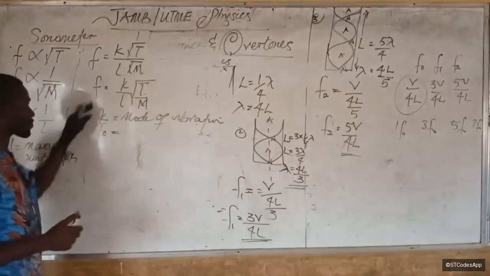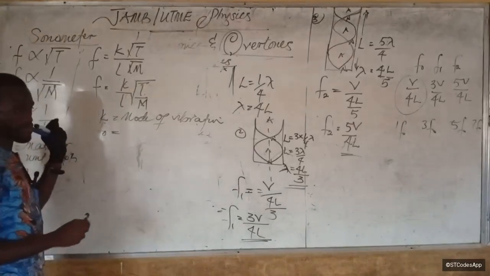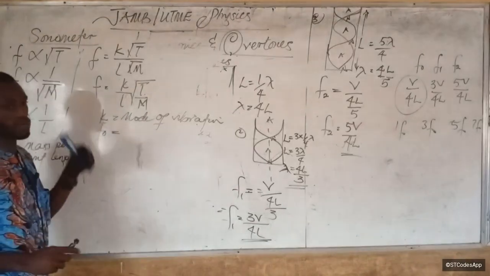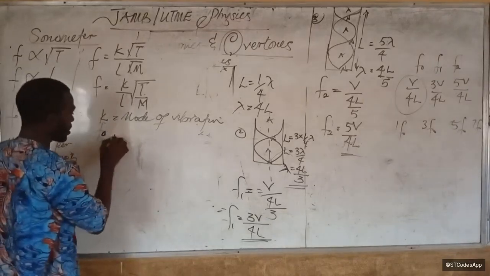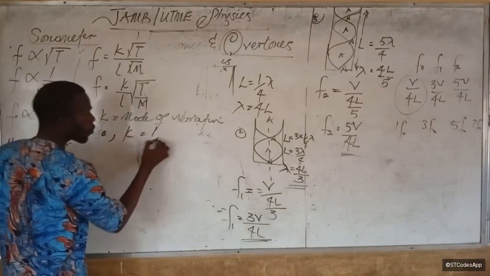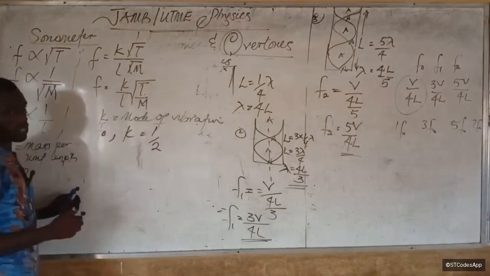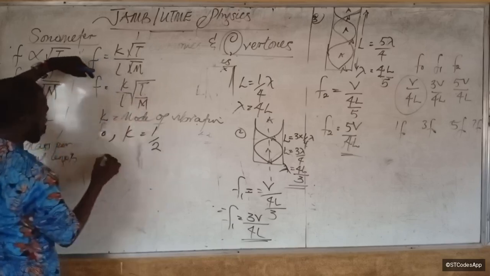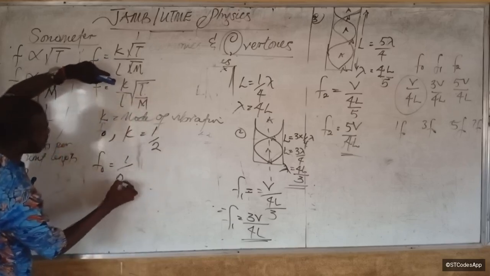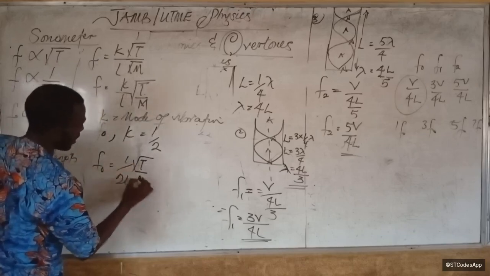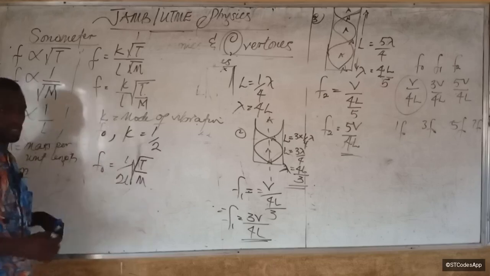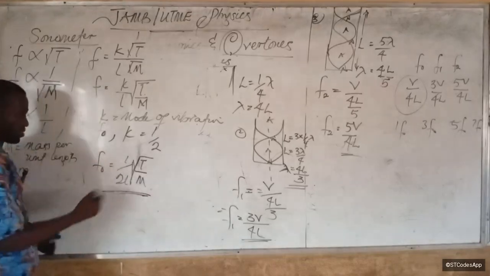So this only works for higher frequencies. Is that okay? But for the fundamental mode of frequency, K is actually 1 over 2. Do you understand? So F sub naught will be equal to 1 over 2L root T over M. Does this make sense to you? So this is how you apply the formula.